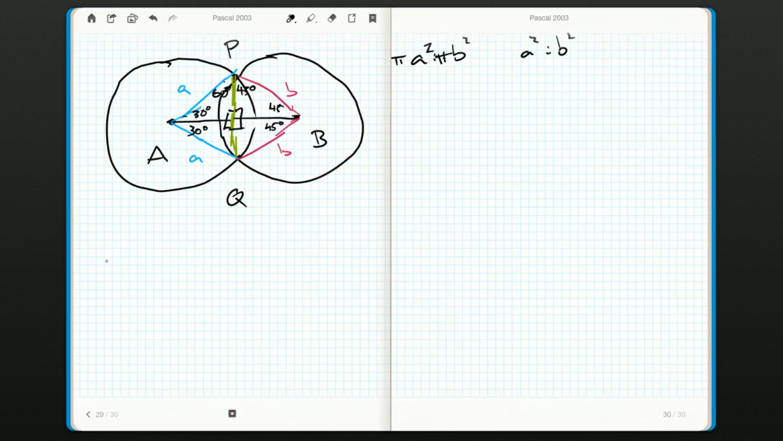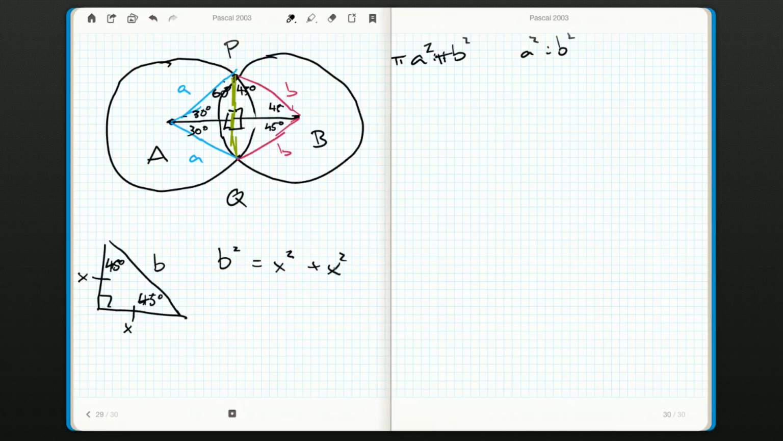So let's look at each of these triangles separately. So we have the right angle triangle with two 45s here. So that means that it's an isosceles, so these two lengths are the same. They both have to square and then add up to b squared. So if we call this length x, this one will be x as well. B squared is going to be x squared plus x squared, and that's just from Pythagoras. So that's going to be 2x squared. So b squared is equal to 2x squared.